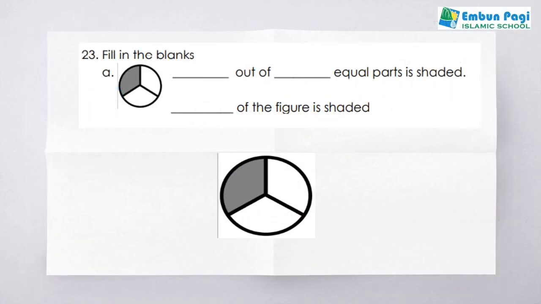Number 23, point A. It's talking about fractions. As you can see in the picture, we have 3 equal parts, and 1 part is shaded. So one part out of the three equal parts is shaded. 1/3 of the figure is shaded.